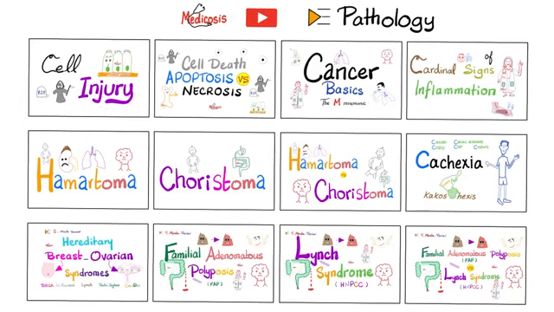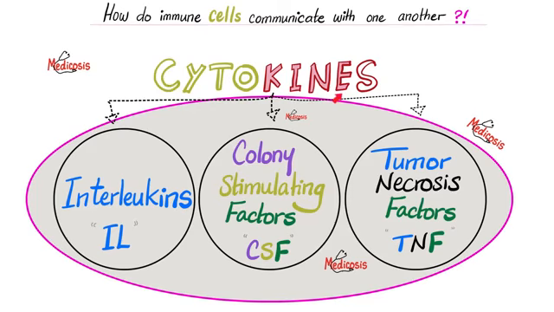This is my pathology playlist. Please watch these videos in order for maximum understanding and retention. Cytokines, from kinetic upon the cell, to put the cell into action or into motion. Cytokines are divided into interleukins, colony-stimulating factors, and tumor necrosis factors. We also have inflammatory mediators such as histamine, such as bradykinin, such as serotonin, and prostaglandins. I've talked about all of these topics in previous videos. Today it's time to talk about prostaglandins.